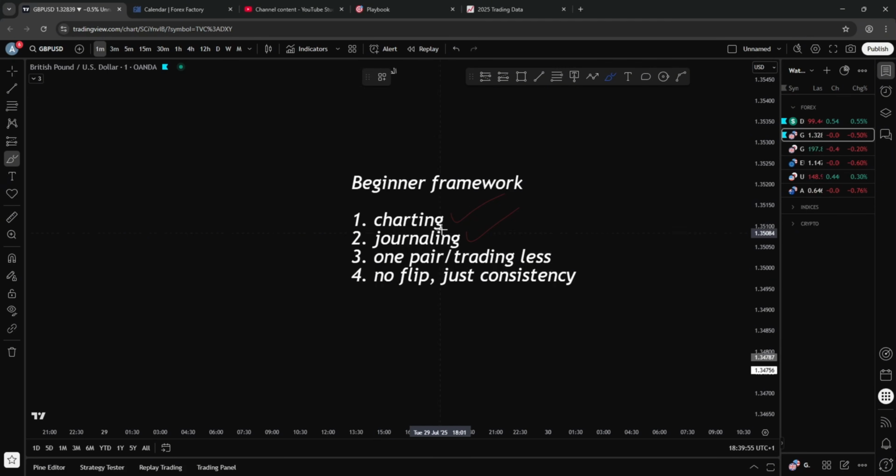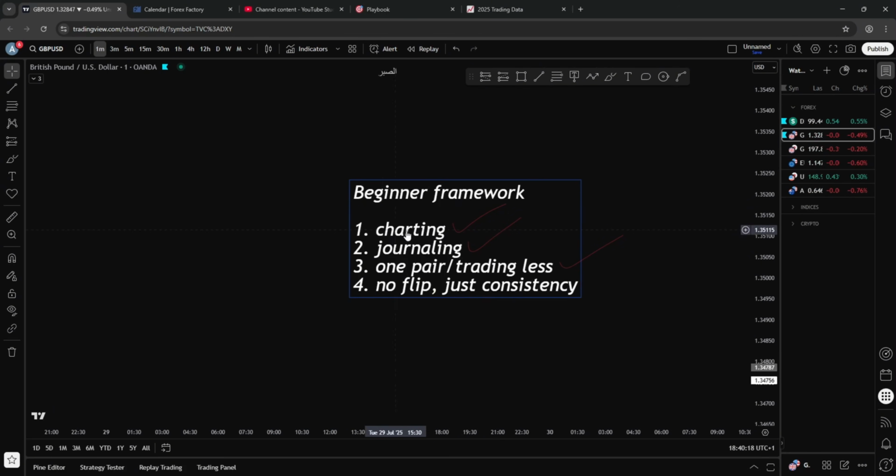Now that's done. We understand the charting and the journaling. Now it comes down to trading one pair less, because this is something I have started to do. I used to trade three pairs: GBP/USD, GBP/AUD, and also GBP/JPY. Now I only trade GU.